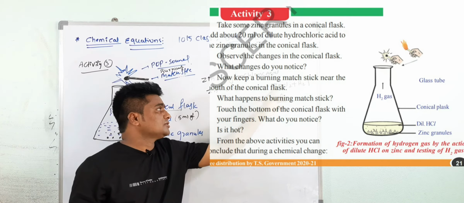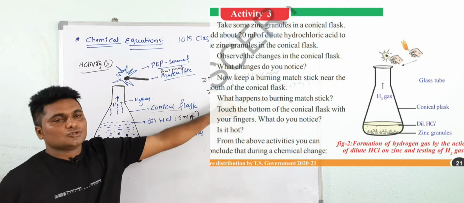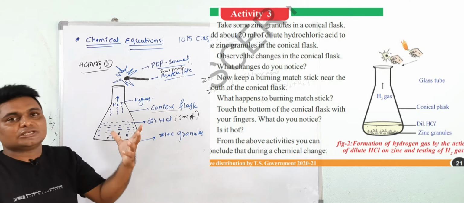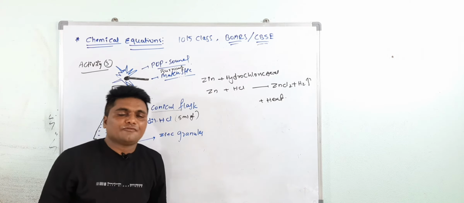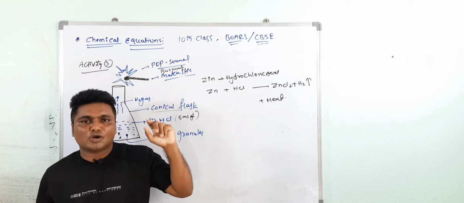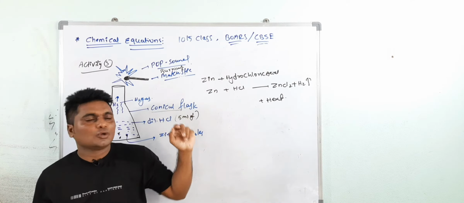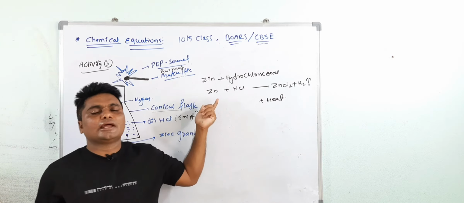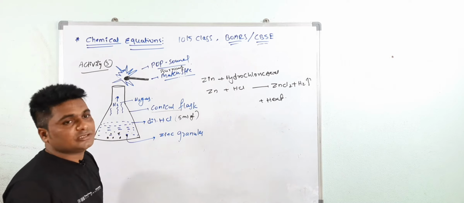So permanent, it means the properties of this zinc chloride are different from zinc and HCl. So these are some activities to represent that a chemical reaction has taken place. Here we studied three activities: first, lime in water; second, mixing of sodium sulfate and barium chloride; and third, zinc granules with HCl. So by observing these chemical reactions, what is the conclusion?